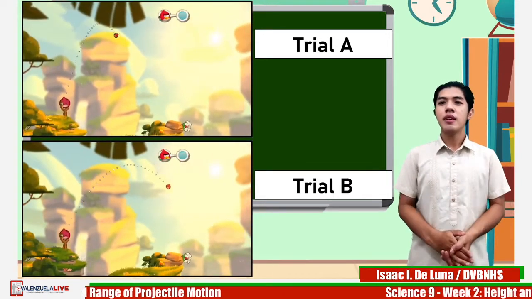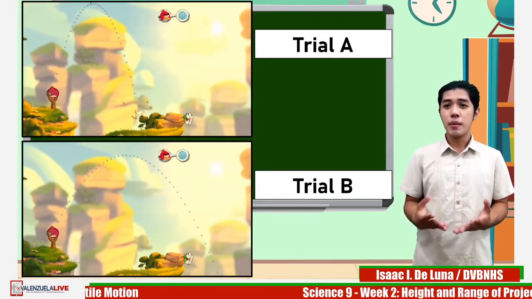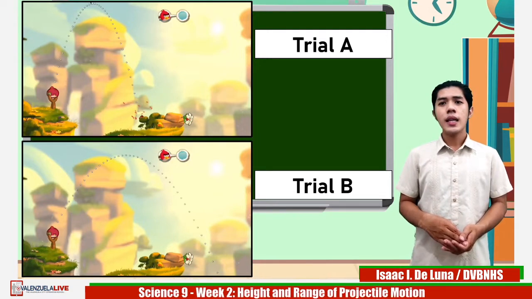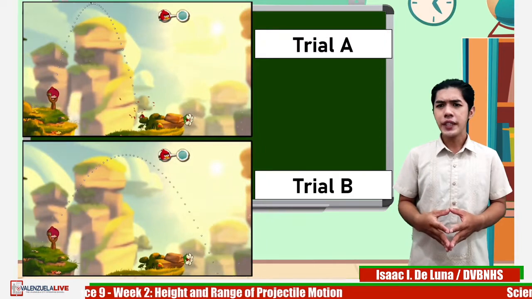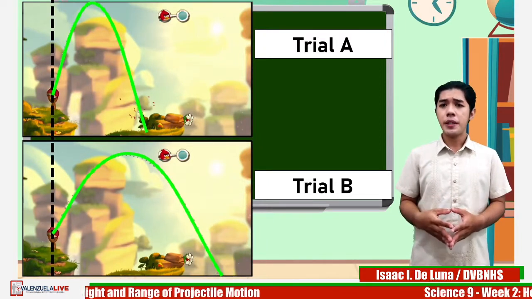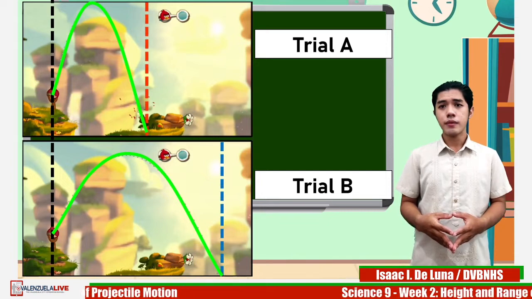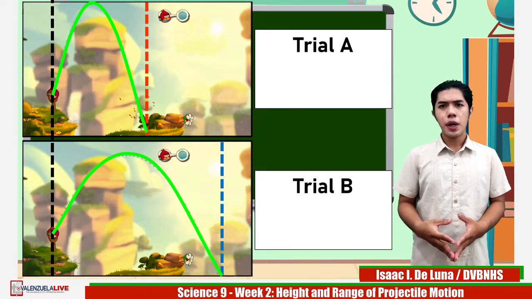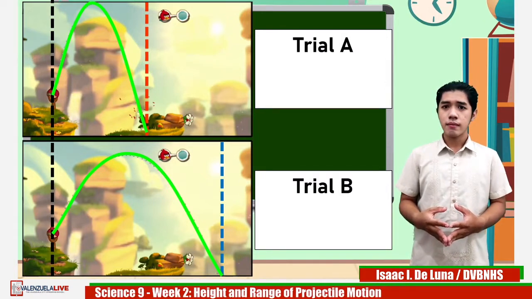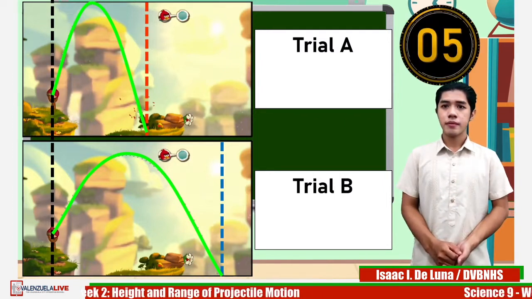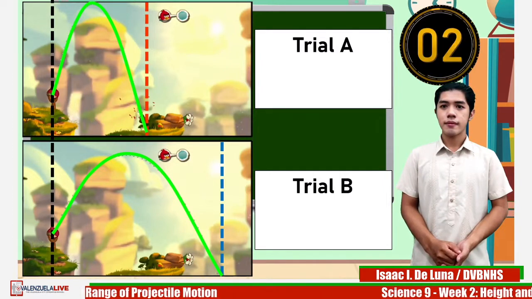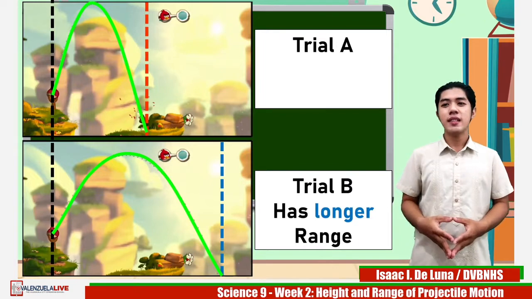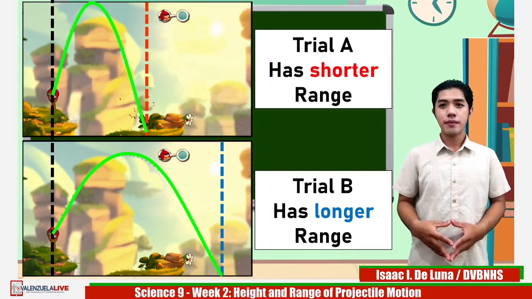In these clips, from a game I played, I launched 2 birds with the same amount of force. Thus, they will have the same initial velocity. As you can see, the 2 birds traveled different lengths of distance despite having the same initial velocity. In which trial did the bird travel in a longer distance? Type your answers now. Thumbs up. Obviously, the bird in trial B traveled in a longer distance than the bird in trial A.